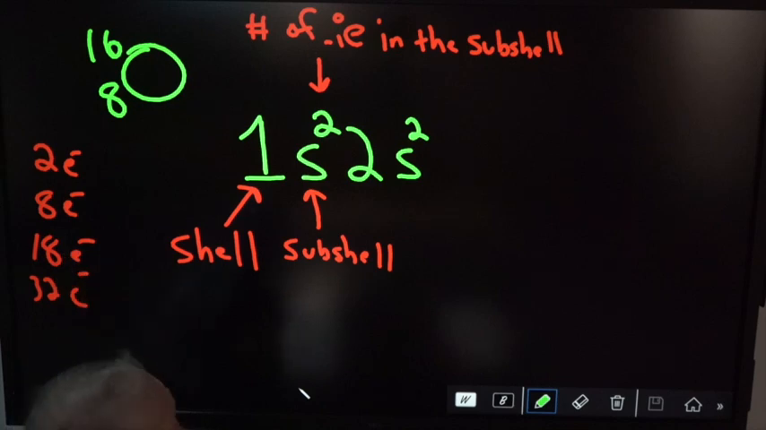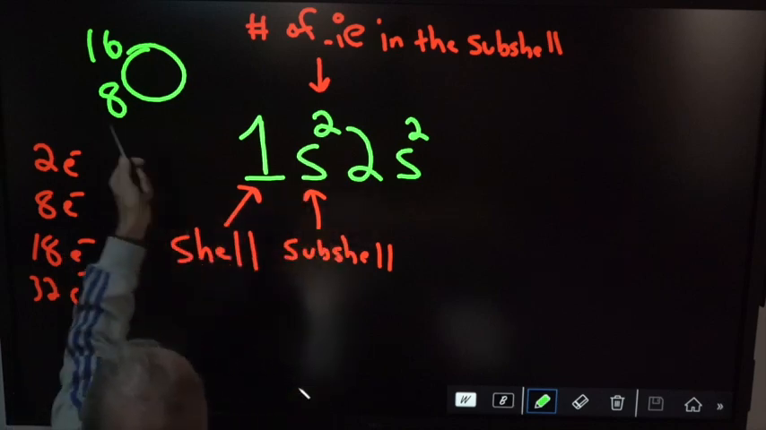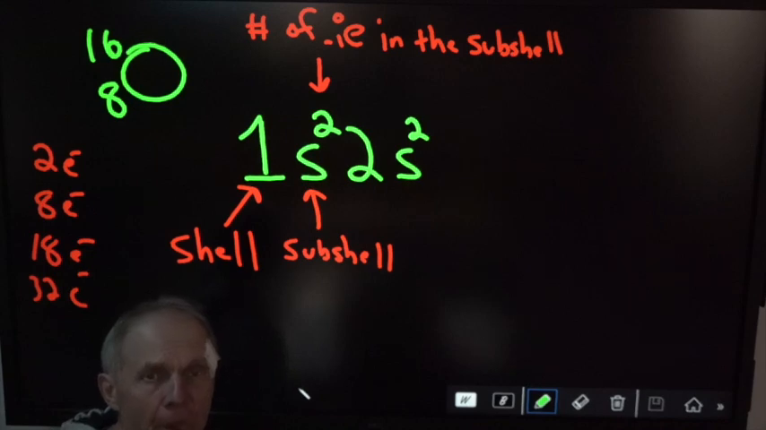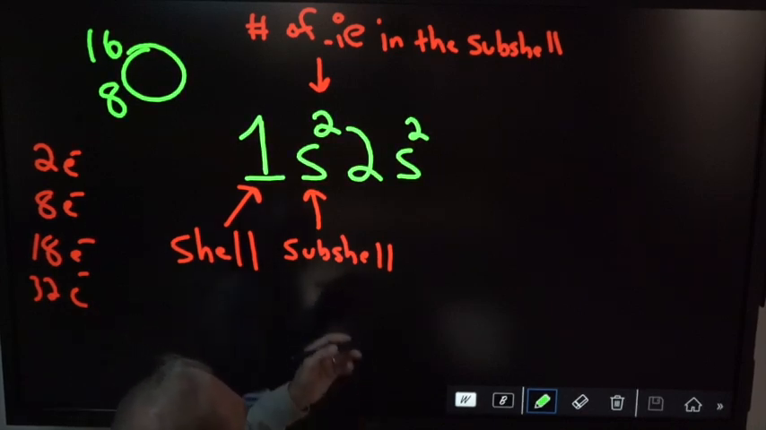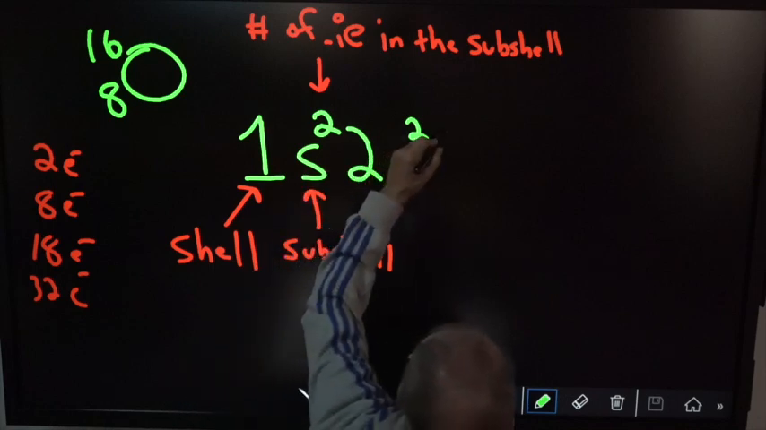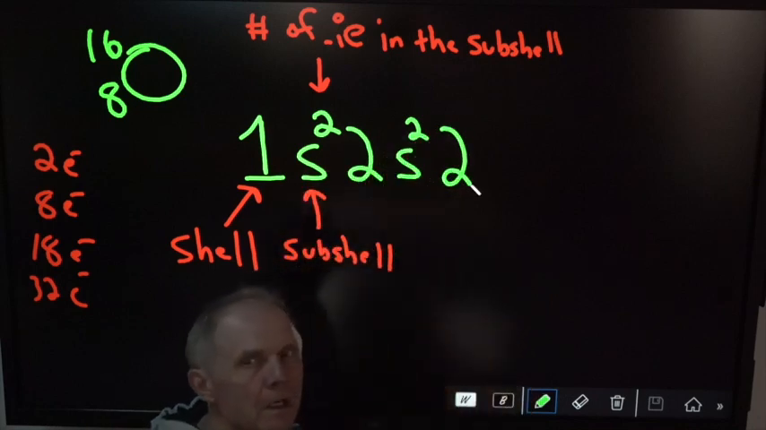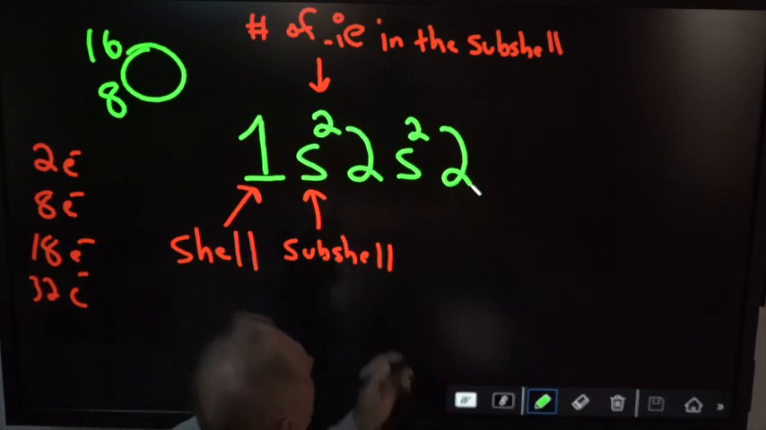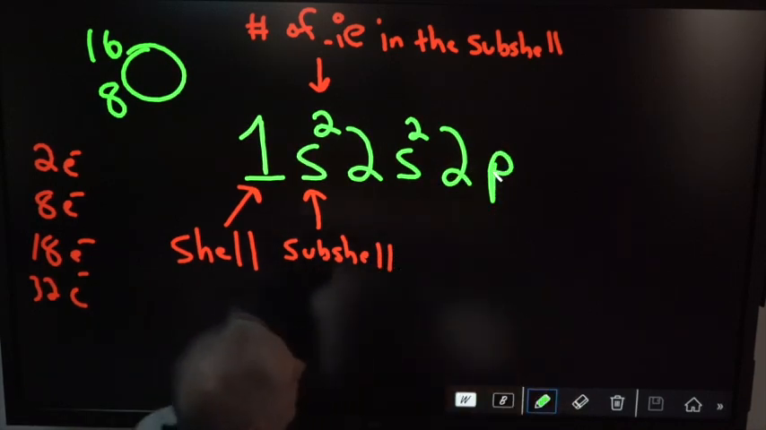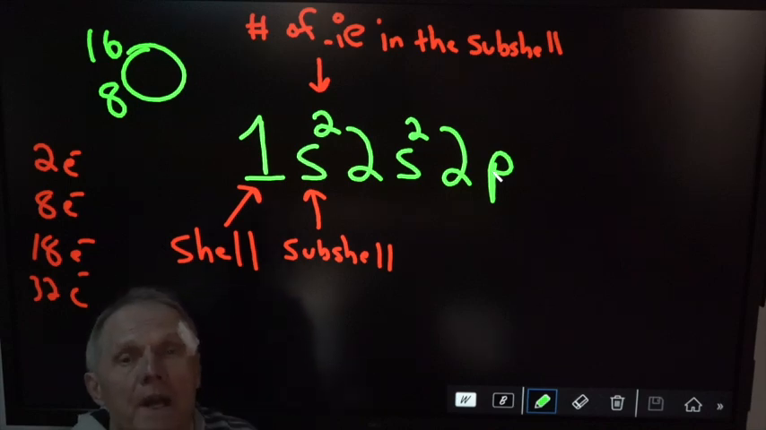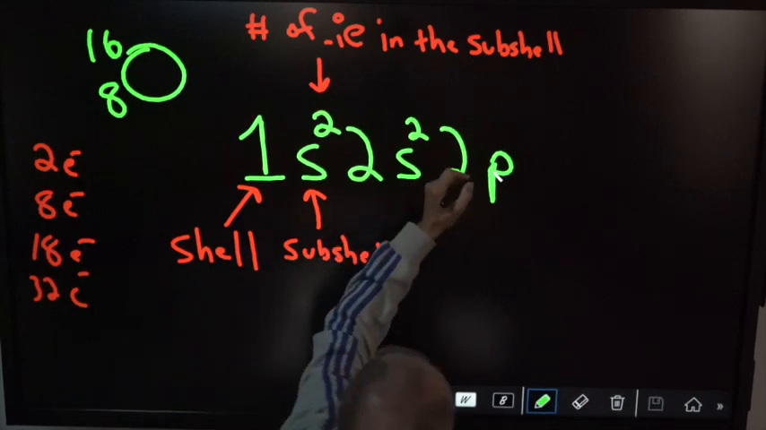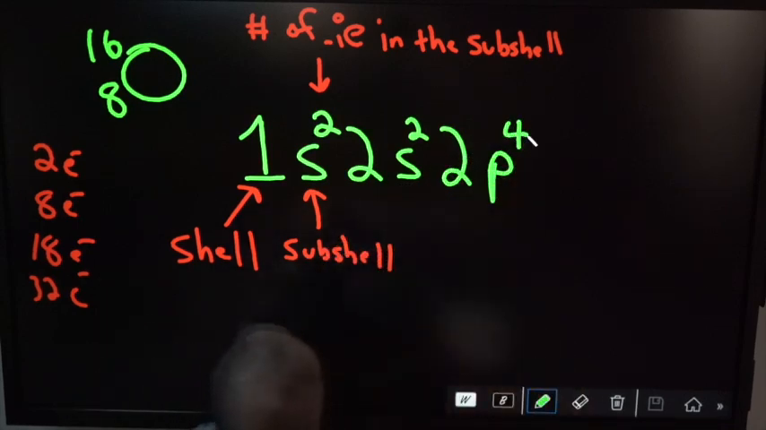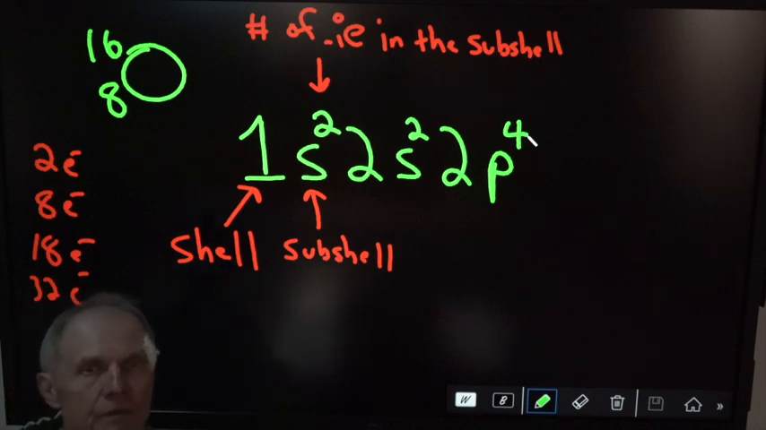Well, the second shell can hold a max of 8. Well, I've used up 4 of the 8. I still got 4 electrons left. Where am I going to put them? Am I going to go to the next shell? No, because my second shell needs to be filled first. So I have to go like this. I'm still in the second shell, 2, and a P subshell is in the second shell, so I got to put P. And so how many can fit in the P? Max 6. Do I have 6? No. I only have 4 electrons left. So it will be 2p4.